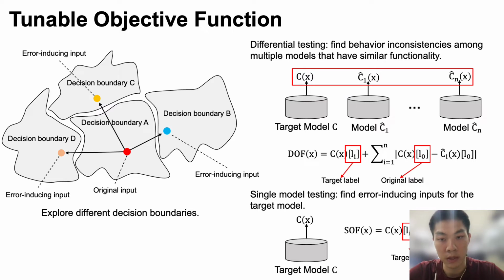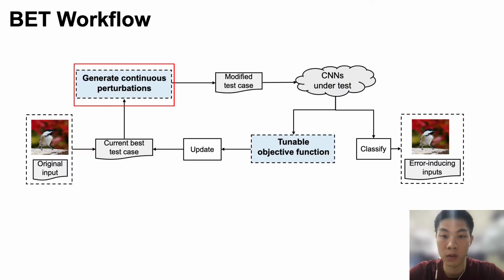For single model testing, we focus on one target model C to find erroneous inputs. We propose the SOF to fully test the target model C, where Li is dynamically adjusted for exploring different extreme boundaries of the model. We then introduce how to generate continuous perturbations.